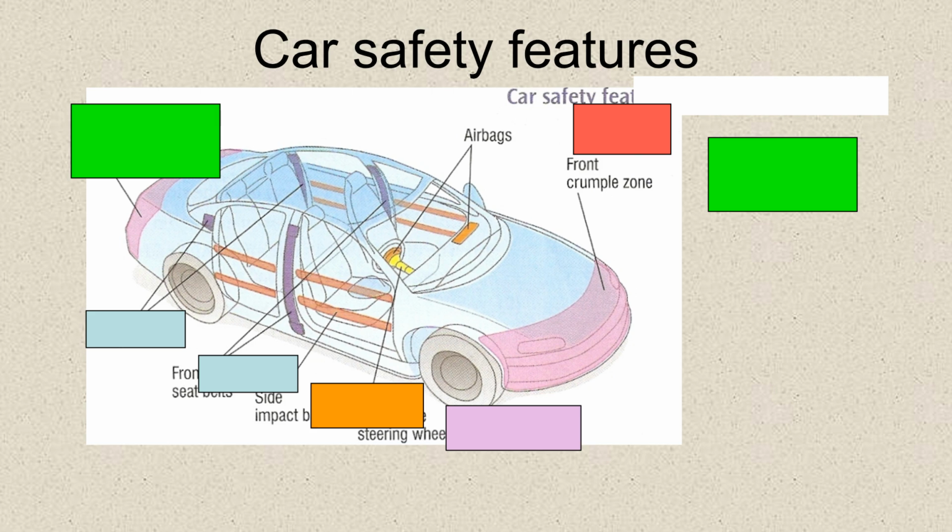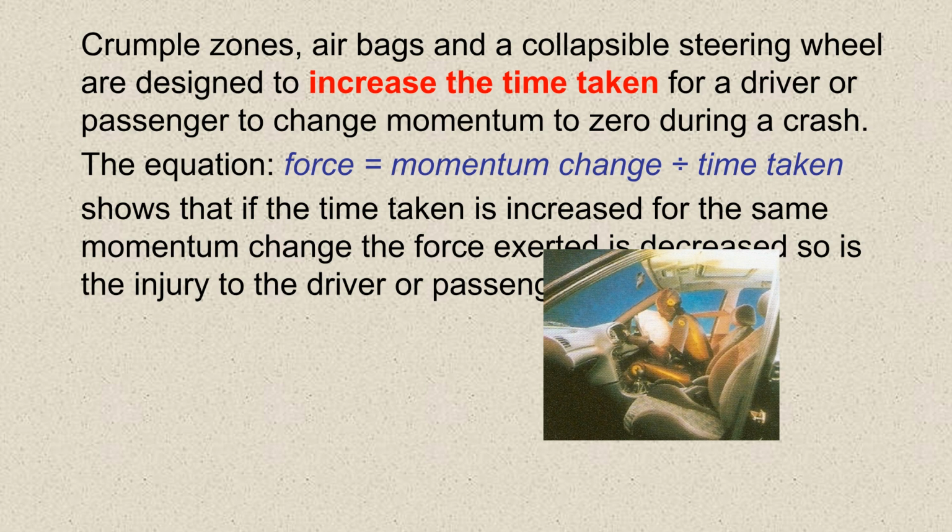Safety features like crumple zones and airbags are designed to increase the time taken for a passenger's momentum to change to 0 during a crash. Increasing the time taken for the same momentum change decreases the force exerted, reducing the risk of injury. This is based on the equation: force equals momentum change divided by time taken.